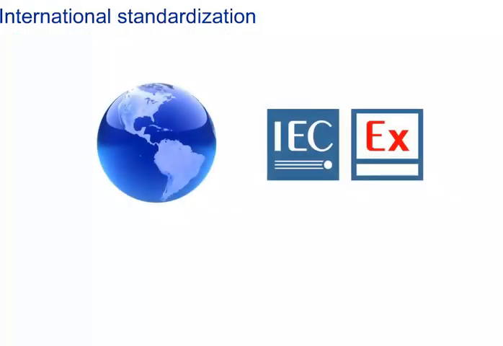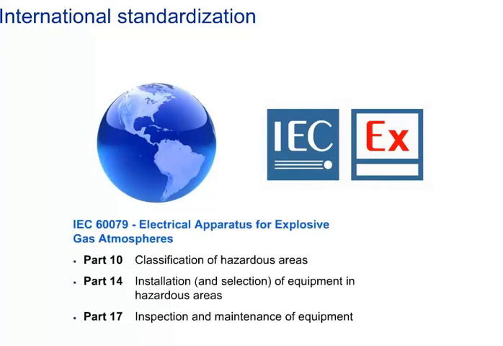Founded in 1906, the International Electrotechnical Commission, IEC, is the world's leading organization for international standards for all electrical, electronic, and related technologies. The IEC has defined worldwide standards for hazardous areas and equipment. The 60079 standard, Electrical Apparatus for Explosive Gas Atmospheres, specifies the general requirements for construction, testing and marking of electrical apparatus and components intended for use in explosive gas atmospheres.